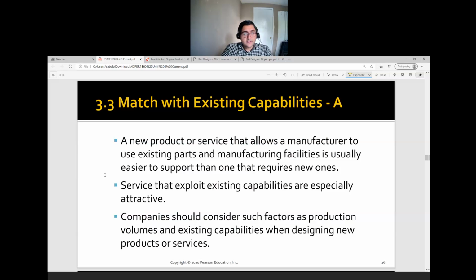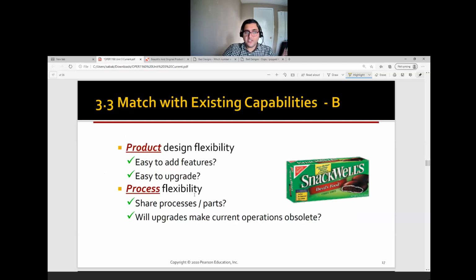One of the things which we spoke about is matching with existing capabilities. Like Tim Hortons, when it tries to come up with a new product, it will always try to look for, say, a different type of coffee or a different type of muffin. It matches the portfolio. The new product is always going to allow a manufacturer to use the existing parts or facilities to create the new ones rather than buying a new machine for this product. It's possible that you buy a new machine and make a new product for your company, but almost always you try to exploit the existing capabilities.